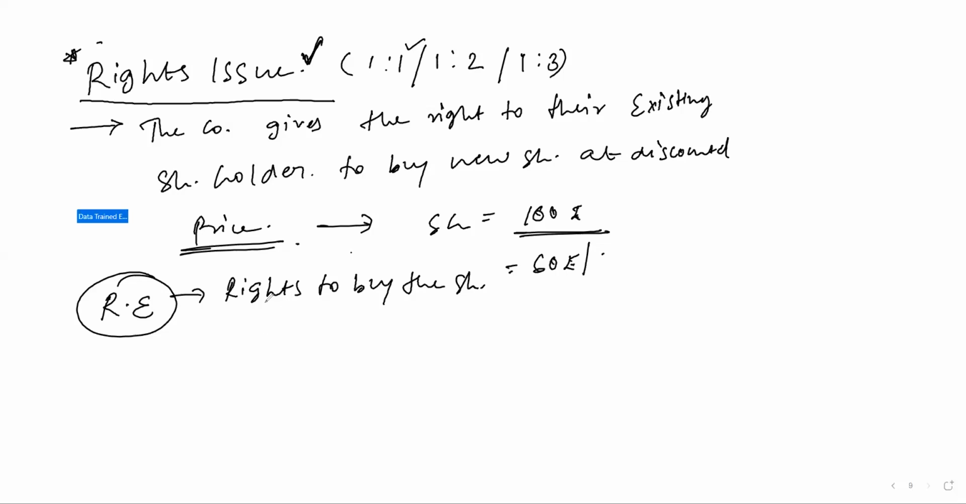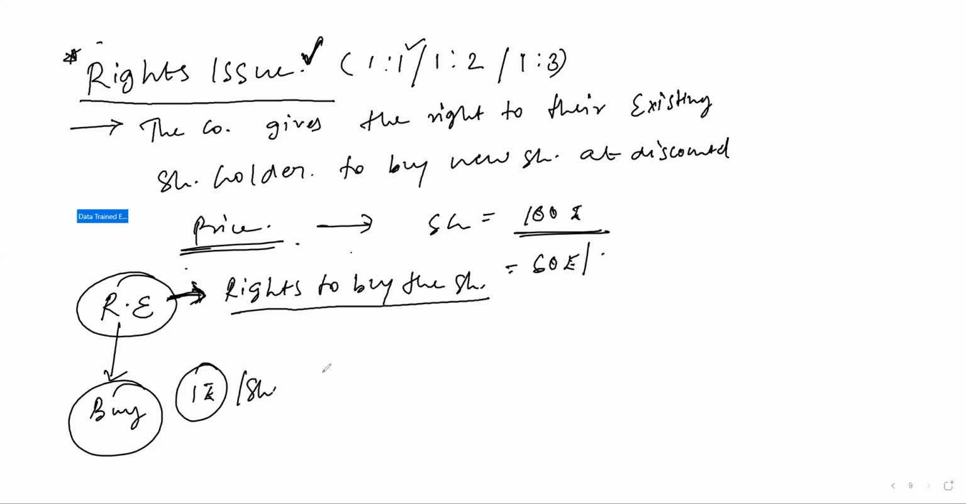So what you can do is, while the application window is open for the right issue, you get something called RE shares, right entitlement shares. If you want to apply for the right issue, you can apply, or otherwise you can sell these right entitlements to someone else. Let's suppose I am not an existing shareholder of the company. I can buy this right entitlement from you at, let's say, 1 rupee per share, and the current market price is 7 rupees, and the price determined for the right issue is 5 rupees.